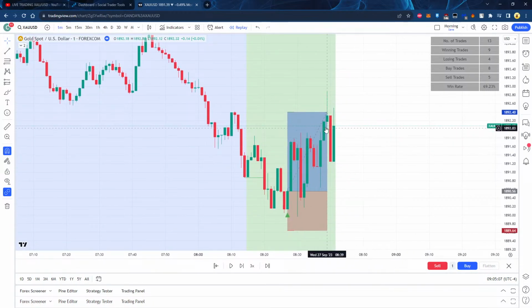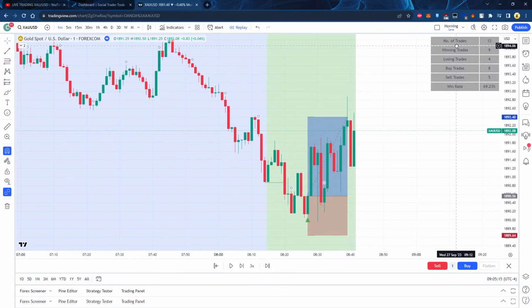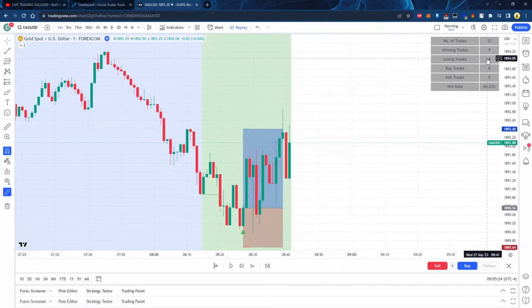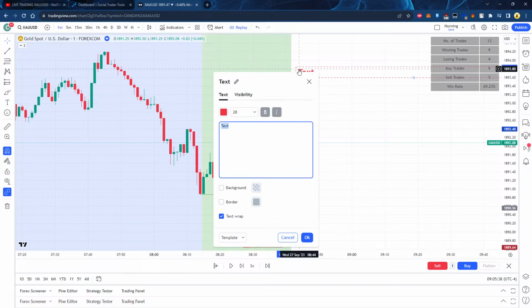And that's all you do. Now, on the side here, because TradingView doesn't go all the way back, it doesn't show you all the trades on the panel here. But you can see number of trades, 13. So in the past 13 trades, 9 trades have won, 4 trades have lost, 8 of those were buy, 5 of those were sell. Win rate 69.2.